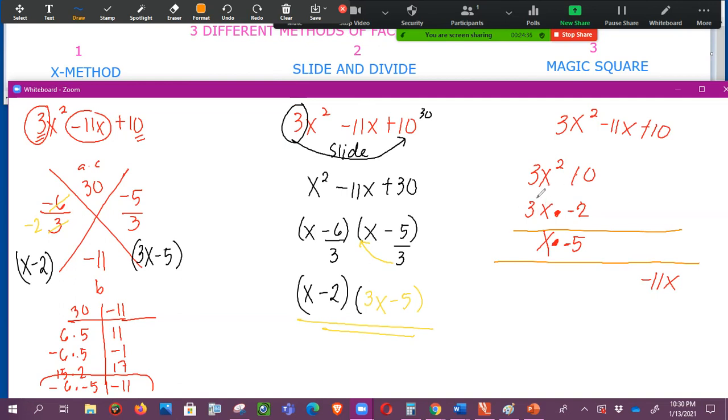Okay, going across, you need to multiply. So 3x times negative 2 is negative 6x, while negative 5 times x is negative 5x. Now I can see clearly that once we add this one, I'm getting this answer. So I think we are right. So this is your factor, 3x minus 5 times x minus 2.